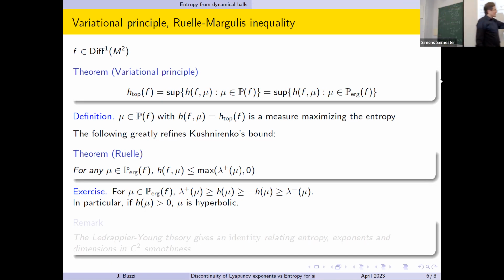So when you apply Ruelle's inequality to F inverse and mu, the entropy stays the same. The top Lyapunov exponent with respect to the inverse is minus the bottom exponent of mu, sorry, and you get this other inequality. So if you have a lower bound on the entropy, you know that you have one positive and one negative exponent, with a lower bound on their absolute value given by the entropy.